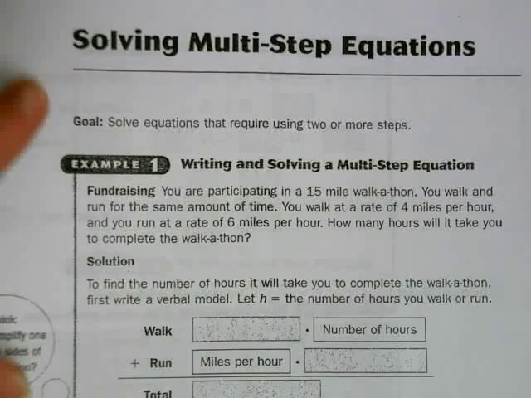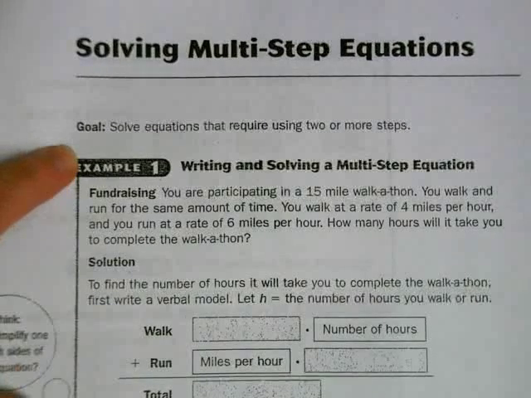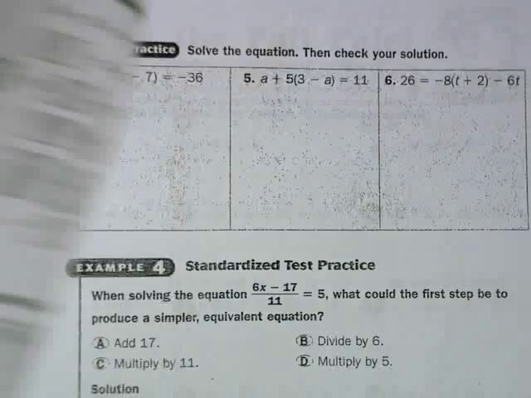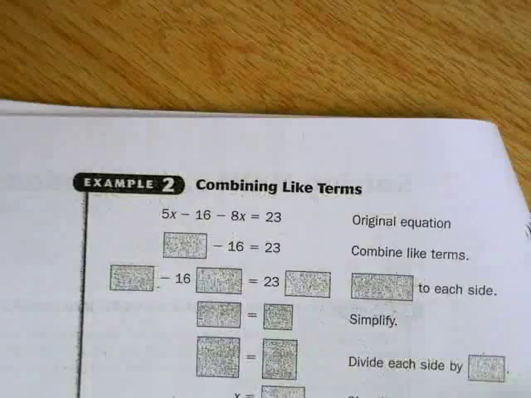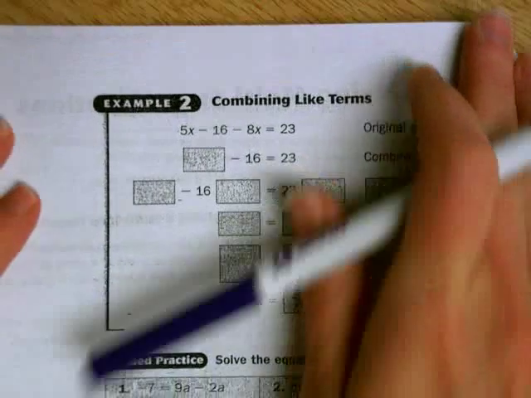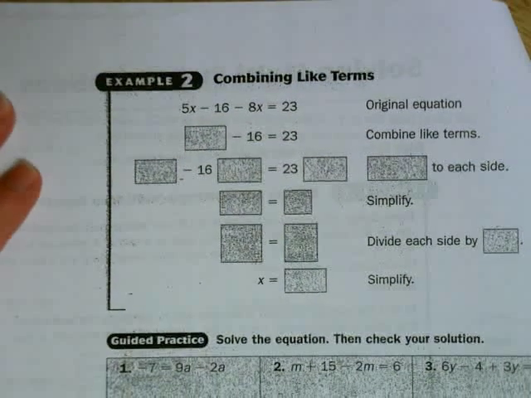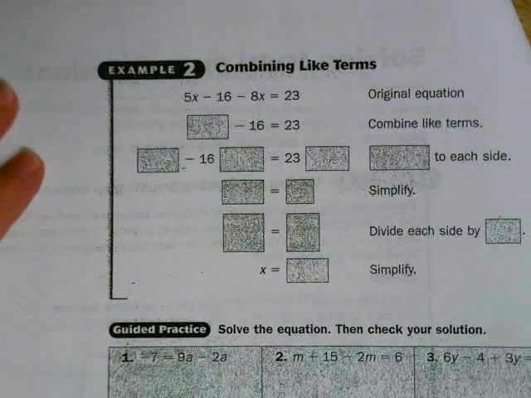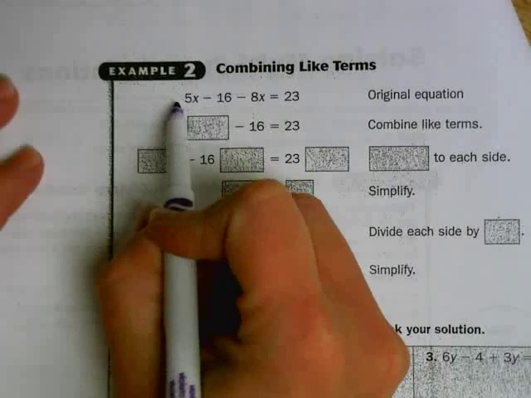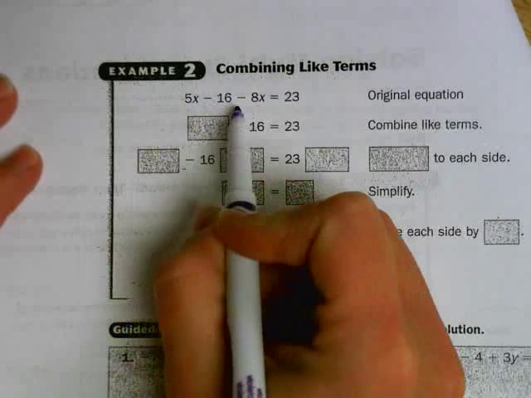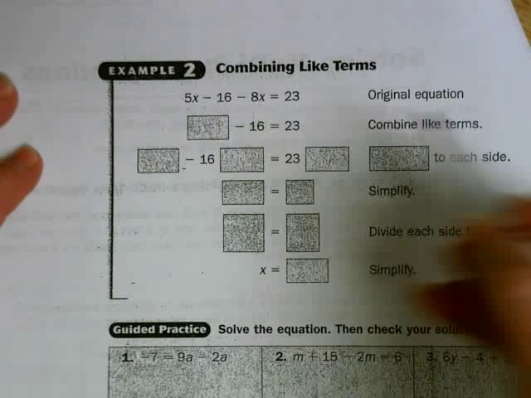So here's what the page is looking like in your notes. We're actually going to skip to the next page where it says example 2 just to start, and we're going to come back to that first page in a minute. So let me show you one example of what a multi-step equation could look like. We've got this guy right here, 5x minus 16 minus 8x equals 23.